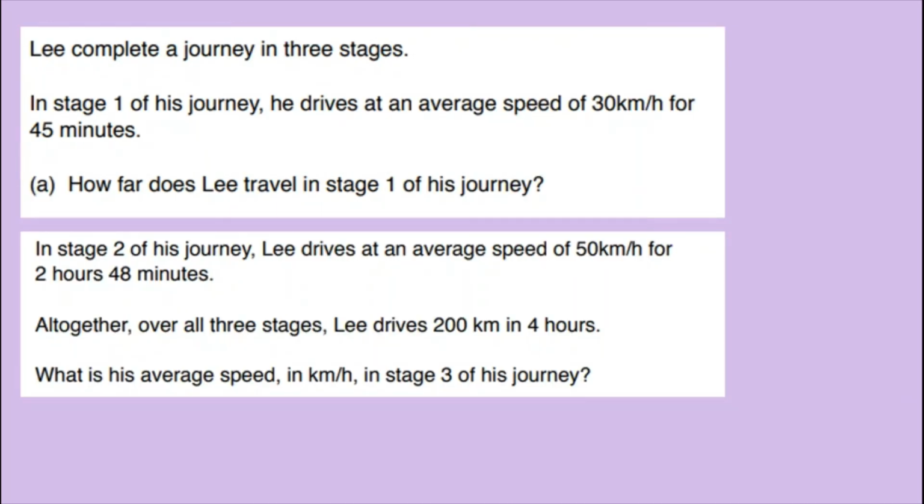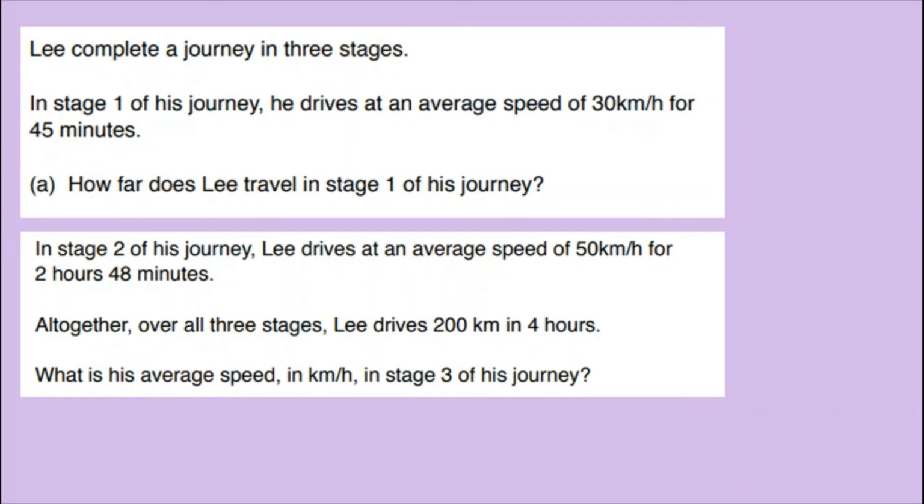And the final question for today. Lee completes a journey in 3 stages. In stage 1 of his journey, he drives at an average speed of 30 kilometers an hour for 45 minutes. How far does he travel? In stage 2, Lee drives at an average speed of 50 kilometers an hour for 2 hours and 48 minutes. Over all 3 stages, Lee drives 200 kilometers in 4 hours. What is his average speed in kilometers an hour in stage 3 of his journey? Take this step by step. I've broken it into 2 parts for you on purpose. So start with just the first box, and then you can unpause it just for that part, and then continue to the next bit.